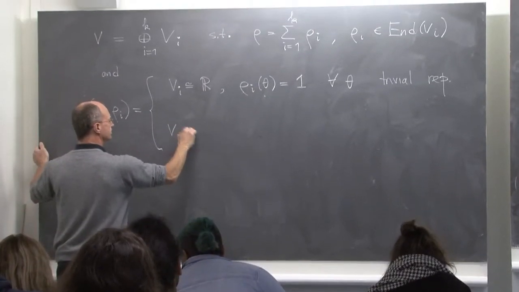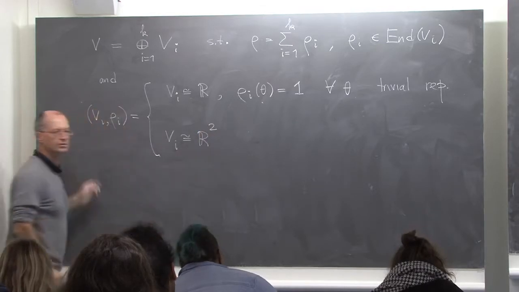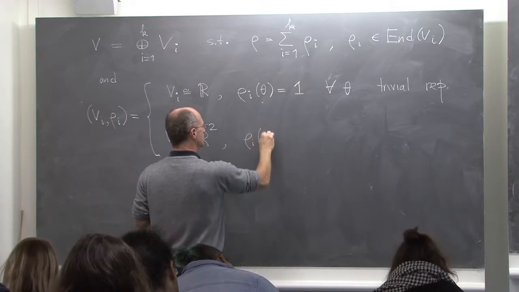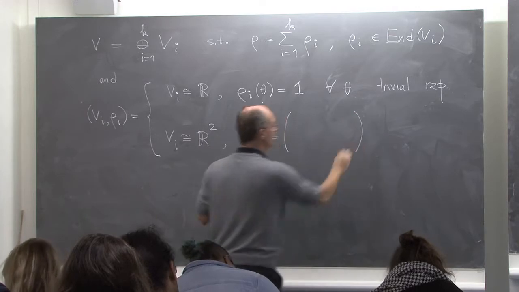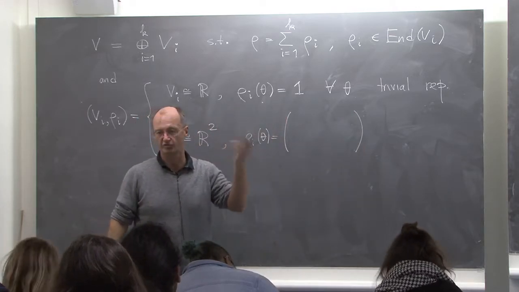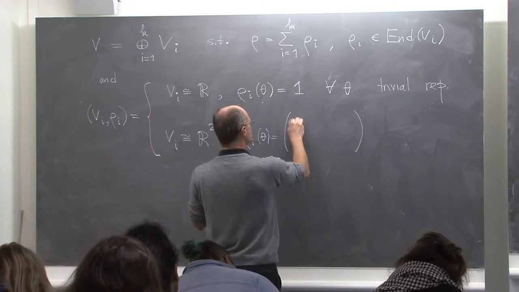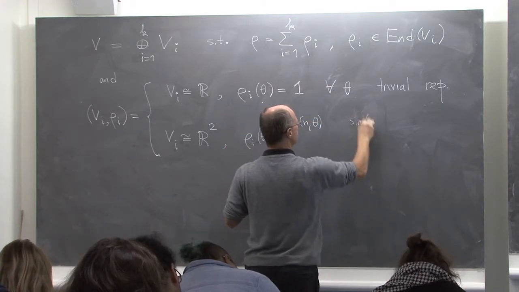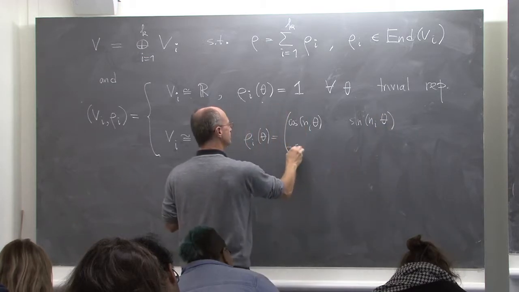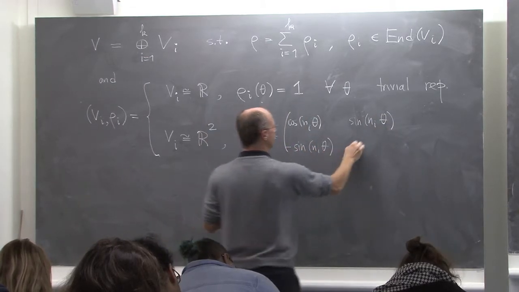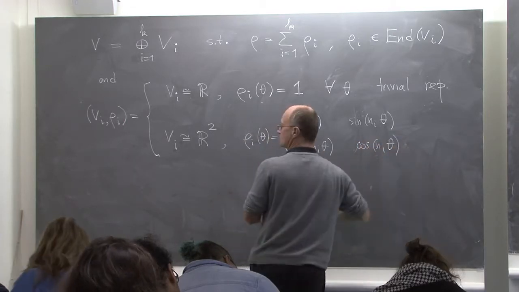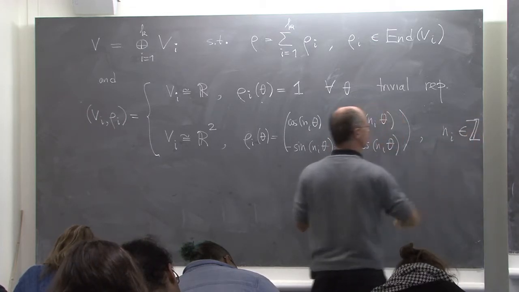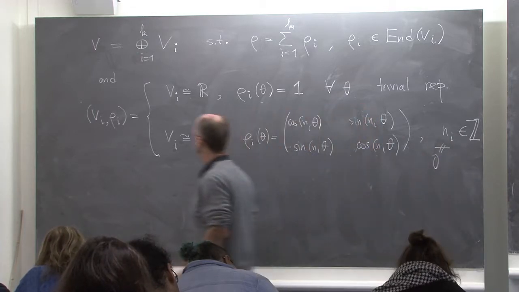Or Vi is isomorphic to R2. And rho i of theta is given by, let me write a matrix, if you don't mind, right? This endomorphism of R2, I'm going to write as a 2 by 2 matrix. Cosine n i theta, sine n i theta, minus sine n i theta, cosine n i theta, where n i is an integer which is not equal to 0.